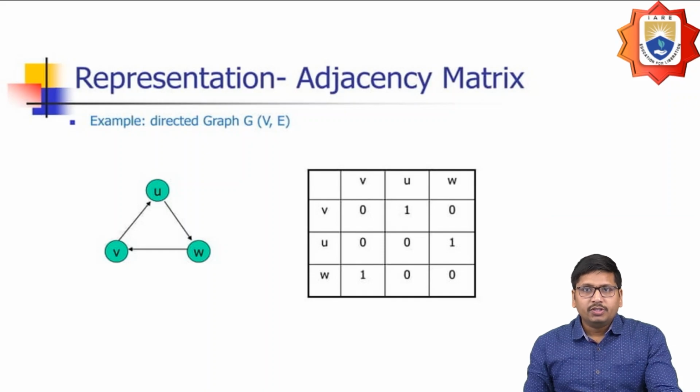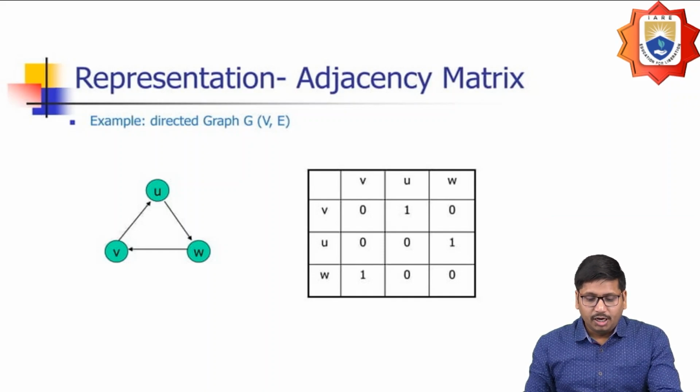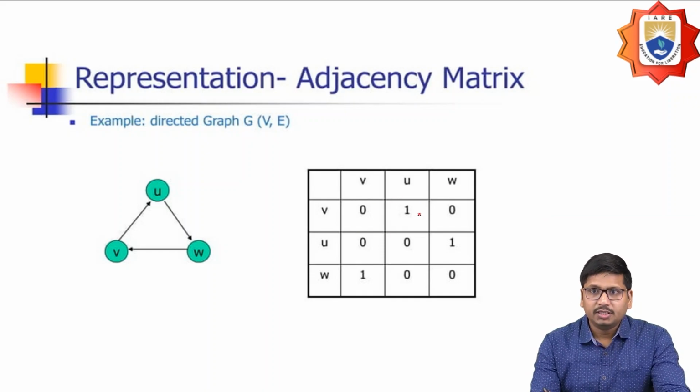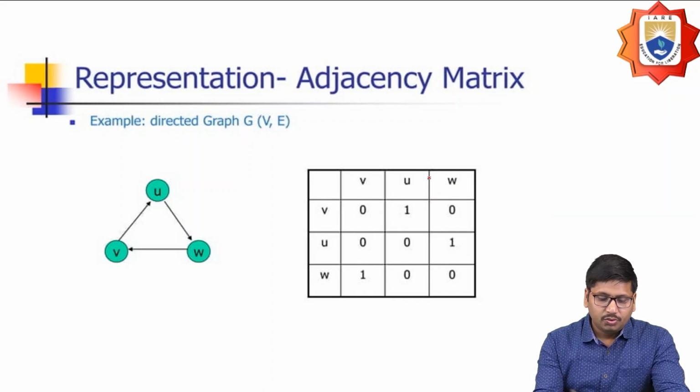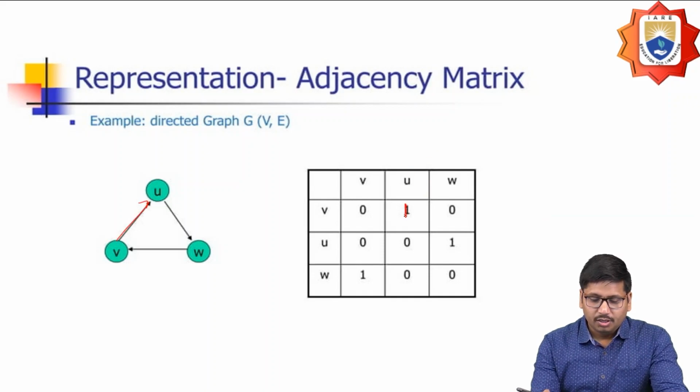So in the case of this directed graph, the same adjacency matrix is going to be considered, but based on the directed edges it is filled with zeros and ones. If I consider vertex V, there is a directed edge to U, so that should be 1. And there are no other edges pointing from V, so the remaining entries should all be 0.